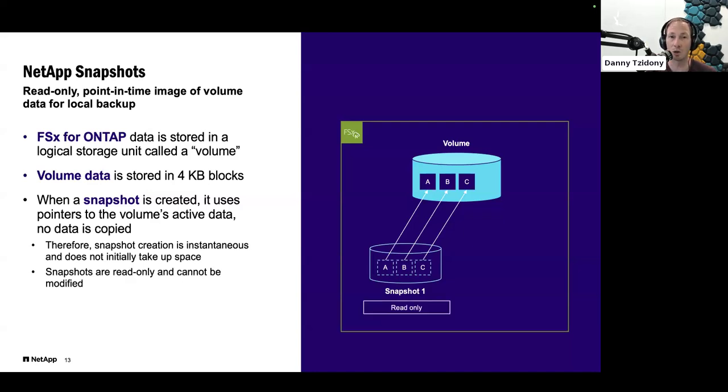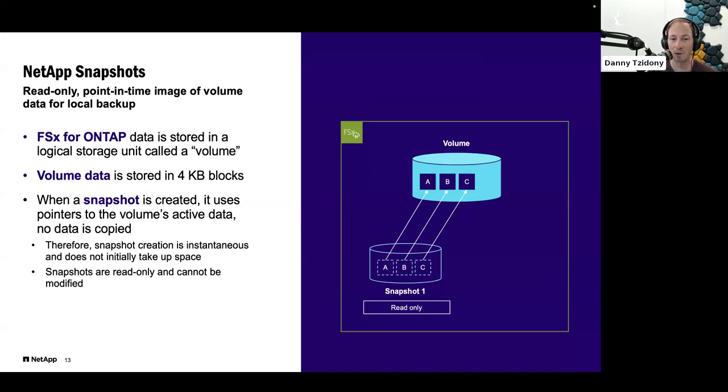Another good thing about snapshots is that they are, by definition, read only, meaning that let's say your file system has been compromised by malware, by a ransomware that encrypts everything. It cannot encrypt snapshots because the snapshots are read only.